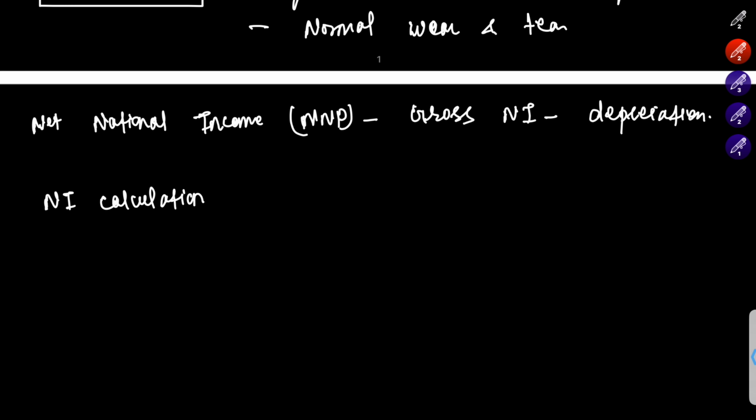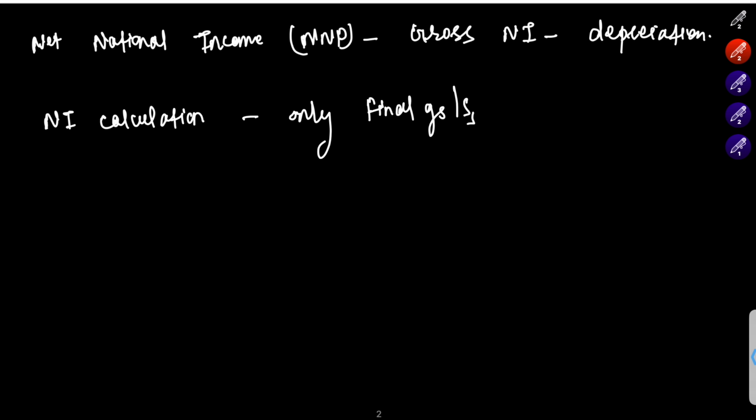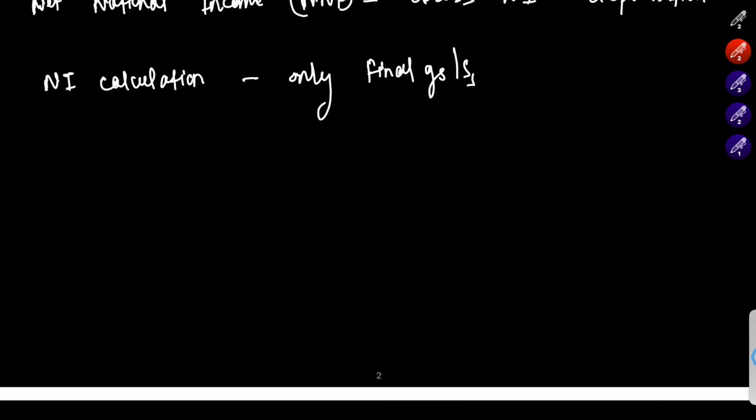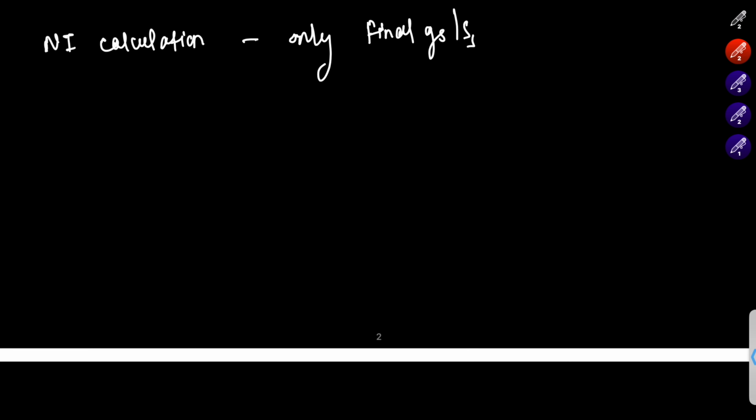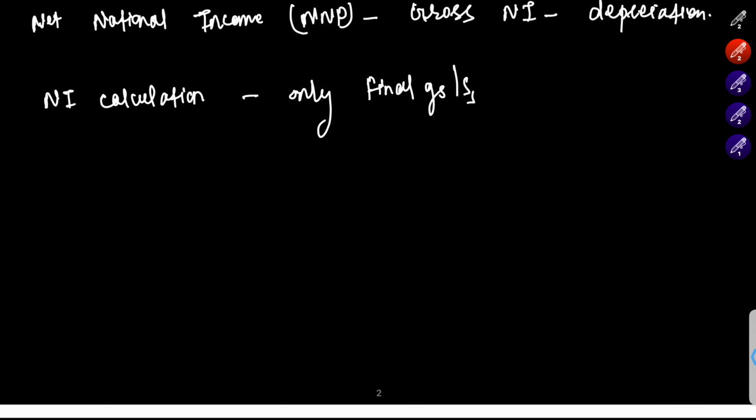So national income कैलकुलेशन में क्या होता है? Only final goods. Okay. यदि इंटरमीडिएट गुड्स को ऐड करेंगे तो ये डबल काउंटिंग होता है. It leads to double counting.